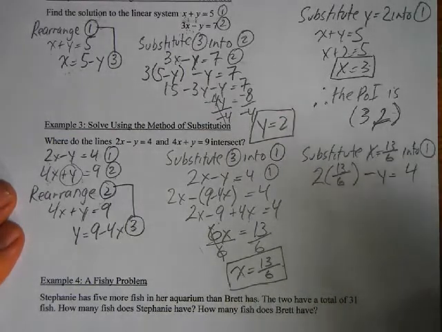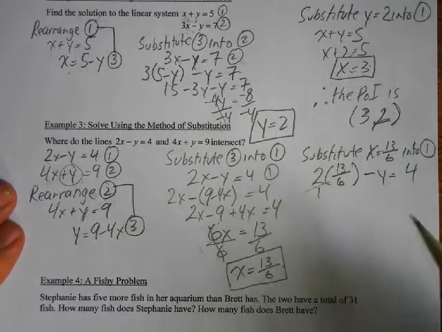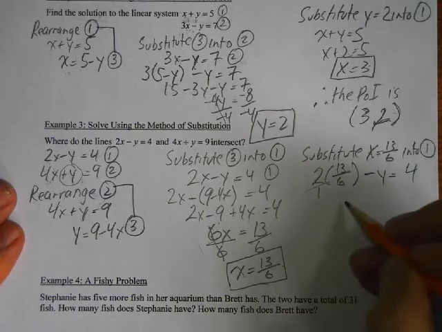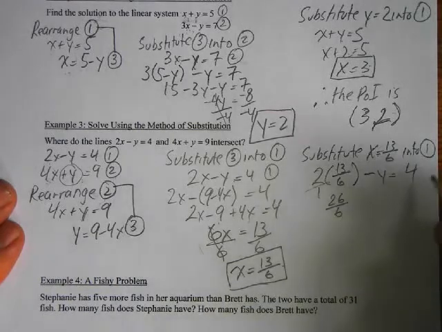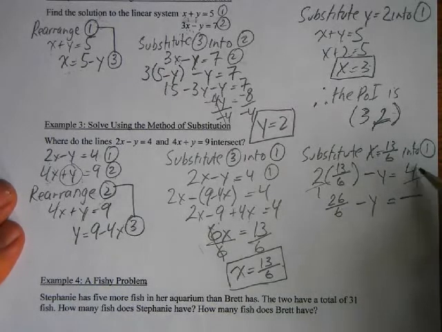We can't avoid the fractions. So remember, 2 times a fraction is the same as 2 over 1 times a fraction. So that would be 26/6 minus y. And I'm going to save myself one step here. I know that I'm eventually going to have to combine these two numbers together, so they have to have a common denominator. So I'm going to do that right now. I'm going to change the 4, which is like 4 over 1, into something over 6. So multiply the top and bottom by 6. I get 24 over 6.